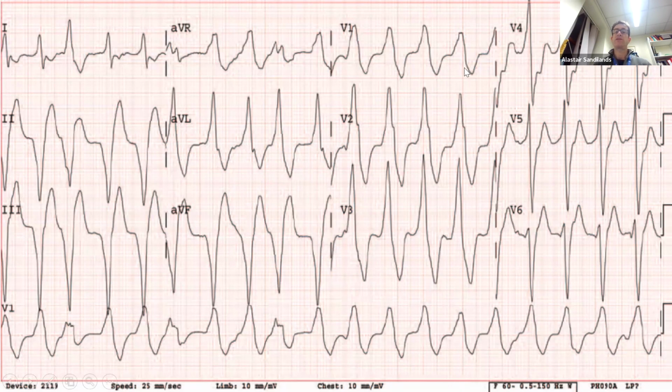Now we're looking for any P waves. You don't see any P waves there. Possibility. Can't see any fusion or capture beats really either, to be quite honest. So this is just another example of a slow ventricular tachycardia, and the pattern is not typical of bundle branch block. So you always treat a regular broad complex tachycardia as VT.